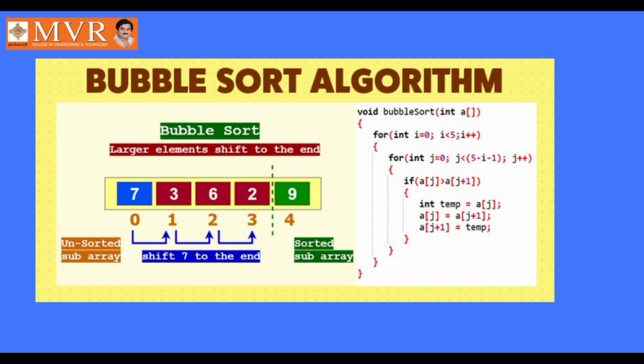Next, if a of j is greater than a of j plus 1, that is, I am comparing my 0th element with the first element, and if the 0th element is greater than the first element, then I have to perform the procedure mentioned in the loop, that is int temp is equal to a of j, a of j is equal to a of j plus 1, a of j plus 1 is equal to temp, that is I have to perform the swapping technique.